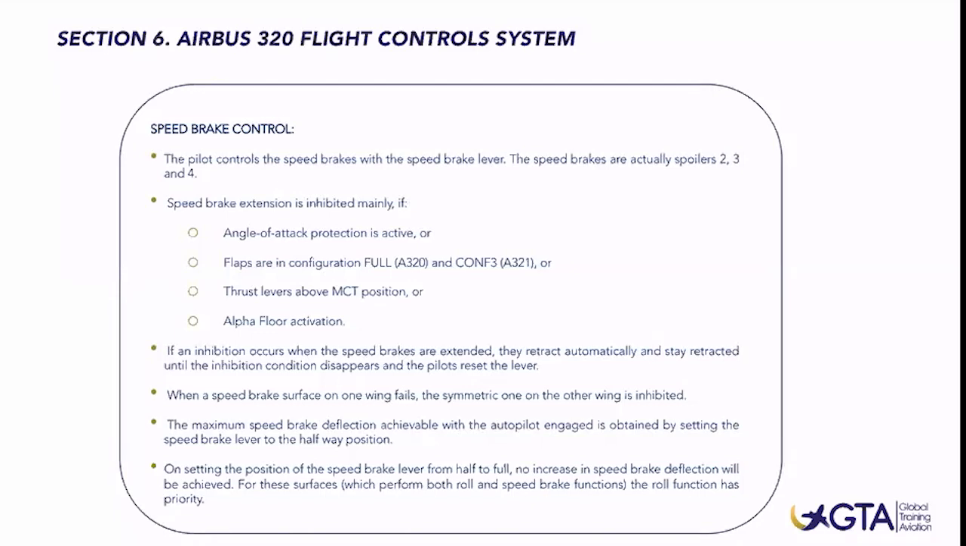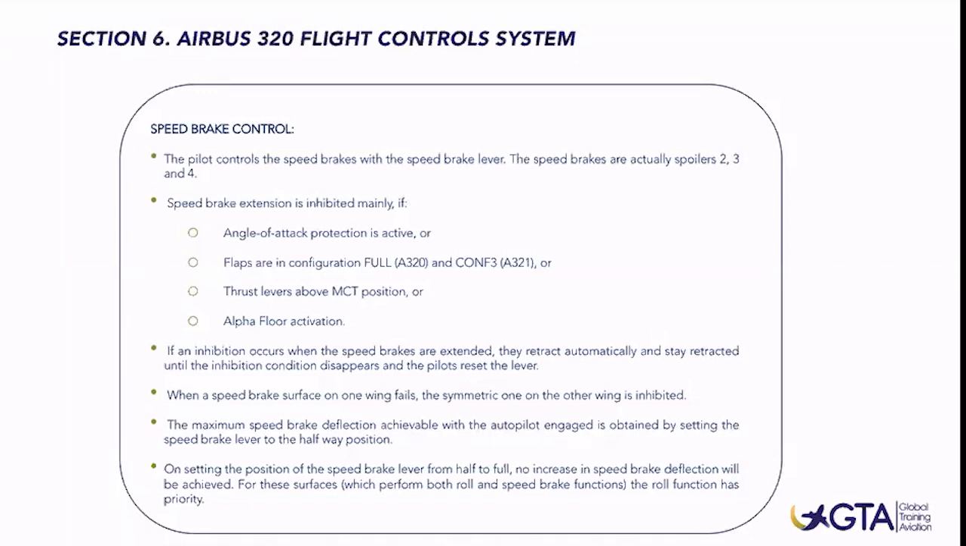The maximum speed brake deflection achievable with the autopilot engaged is obtained by setting the speed brake lever to the half position, halfway. This is quite important; remember always, you will practice this during the type rating course. As soon as we are flying with autopilot engaged, the maximum speed brake deflection will be the half position. Even if the pilot takes the speed brake lever to the full deflection, the speed brakes will deploy only to half position.